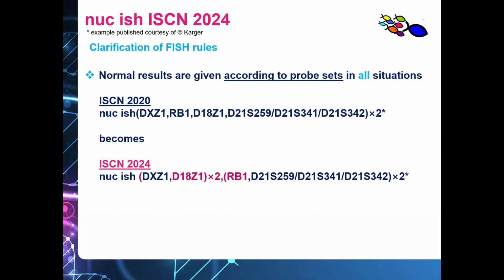We've also tried to clarify the FISH results. Normal results are given according to the probe sets in all situations. That does affect CLL probe sets, and it affects the aneuploidy probe sets. In ISCN 2020, you could do this. However, in ISCN 24, you have to separate the X and 18 from the 13 and the 21, and there's a comma between the 2 probe sets.